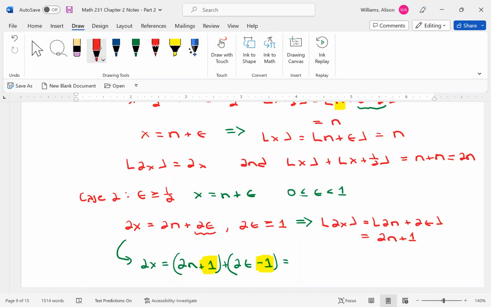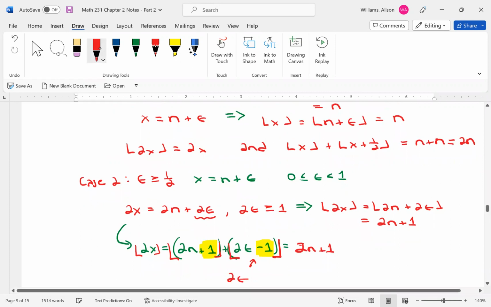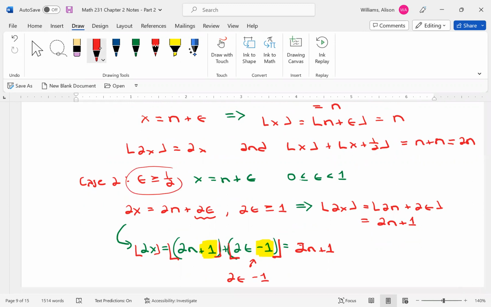So when I look at the floor function, this thing here in the second part is going to be less than 1. So this is going to end up being 2n plus 1 when it pops out, because this part, 2 epsilon minus 1, since epsilon is bigger than 1/2, that's going to come out to something that's bigger than 1, but this result is going to end up being less than 1 overall. So that's how the book does it. I think the way I just argued it is a little bit cleaner, so we're going to go with that.